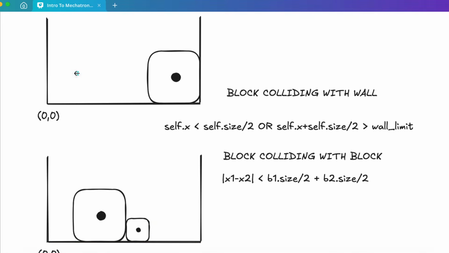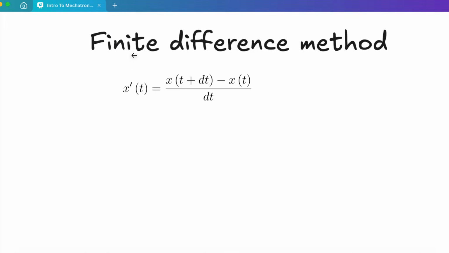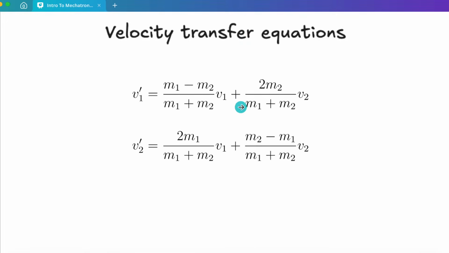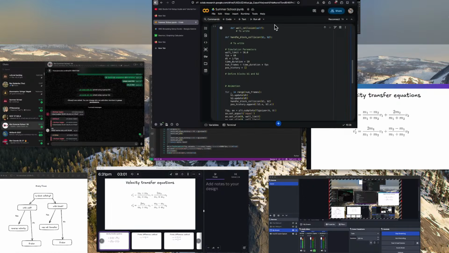These are your if else statements. These are the velocity transfer equations, and now let us write them down in our notebook. So let's go to Firefox.